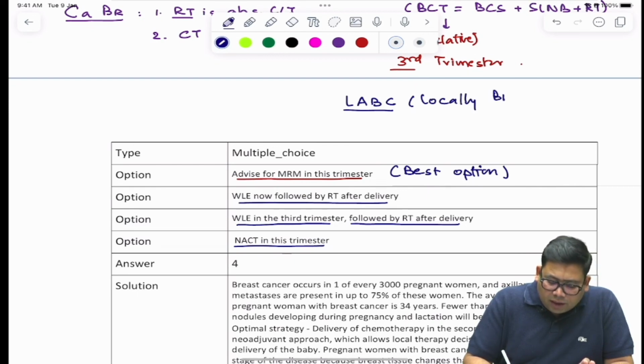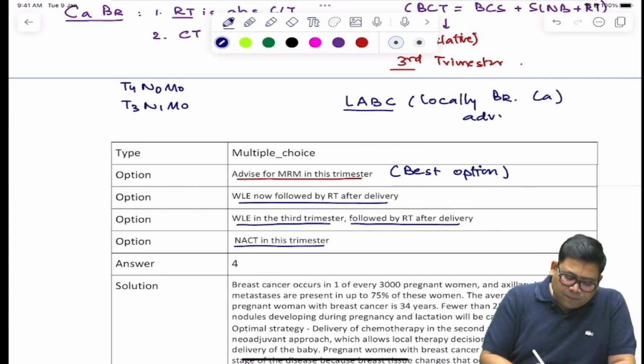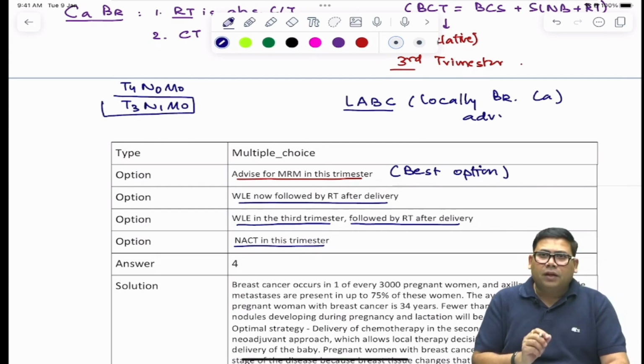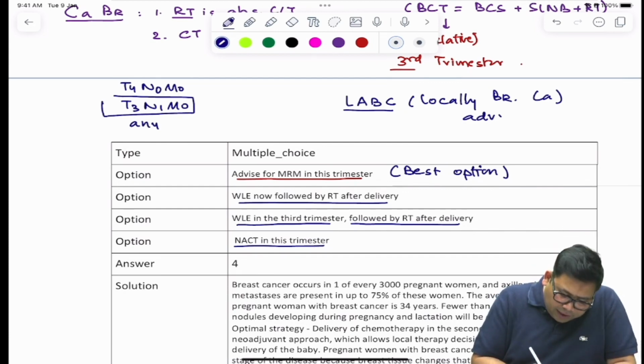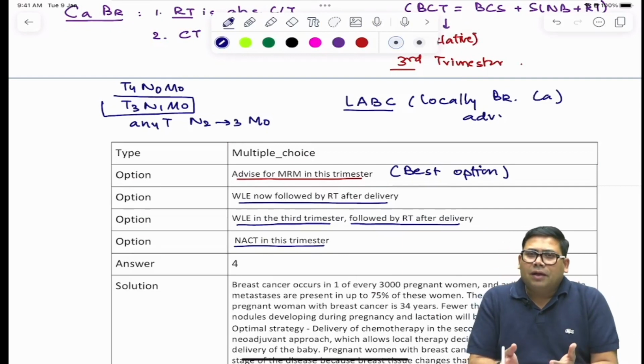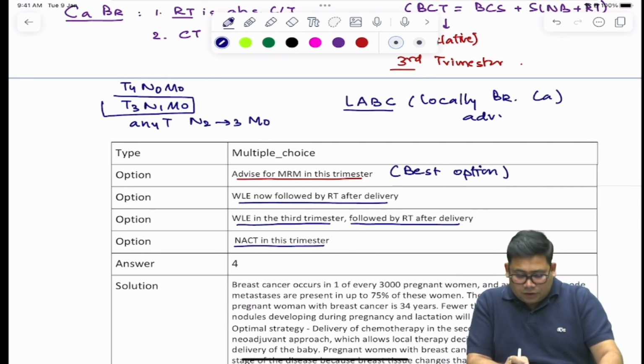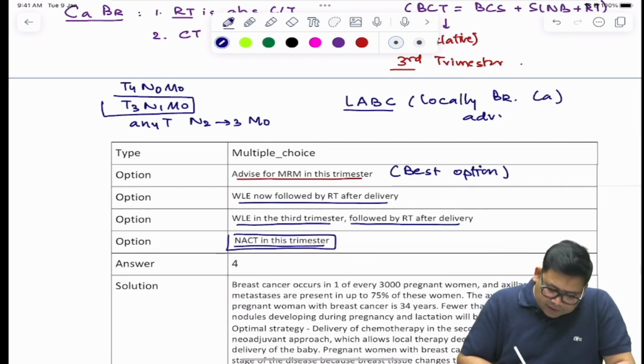So when we talk about locally advanced breast cancer, what are these? Remember: T4N0M0, T3N1M0. This lady qualifies into this group, and this is very important. Or it could be any T with N ranging from N2 to N3, M0. So she qualifies for LABC, and whenever we have a patient of LABC, we have to go for NACT. So I will advise her to take NACT in this case.